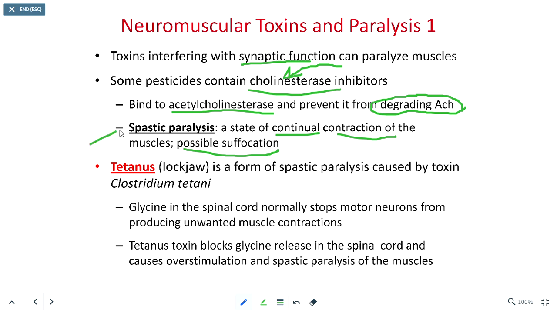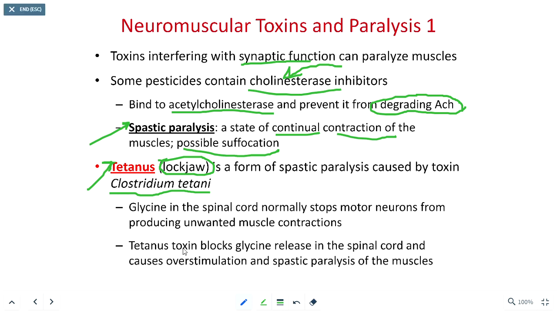Sometimes when we're looking at spastic paralysis, this can be caused by a bacterium known as Clostridium tetani. Clostridium tetani releases a toxin that initiates the disease state known as tetanus. And when I say tetanus here, or lockjaw, I'm referring to the disease that causes our skeletal muscle fibers to all contract all at the same time.